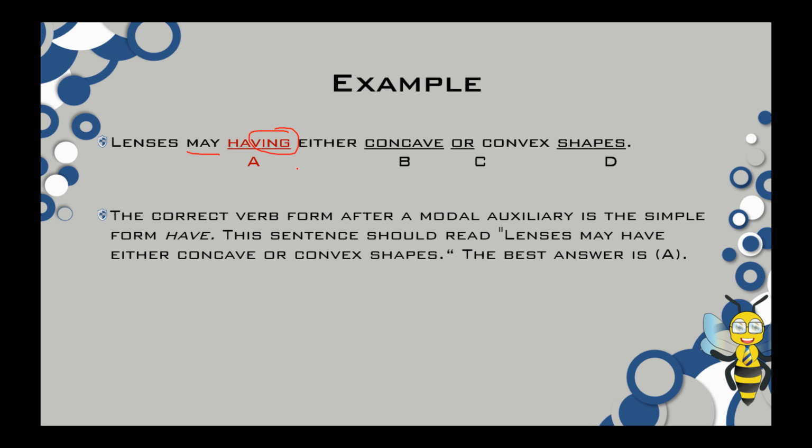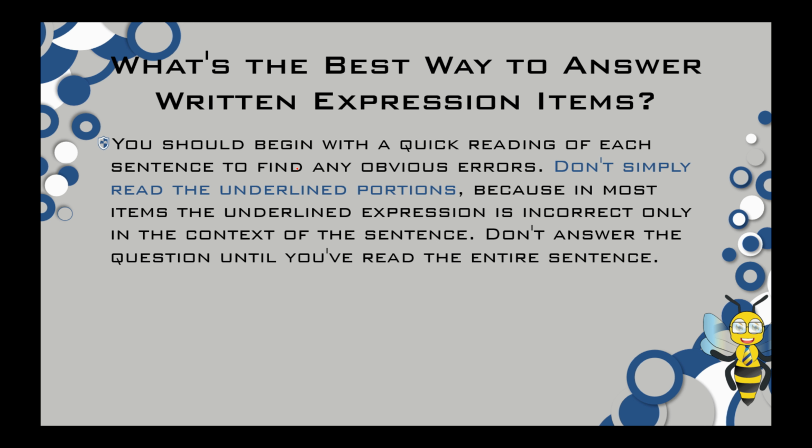So what's the best way to answer written expression items? First of all, you should always begin with a quick reading of each sentence to find any obvious errors. You must just read the sentence and discover, oh, this is a mistake. Do not only read the underlined words, because if you do that, maybe you will not understand which one is a mistake. In most items, this is the key, the underlined expression is incorrect only in the context of the sentence. So don't answer the question until you have read the entire sentence.